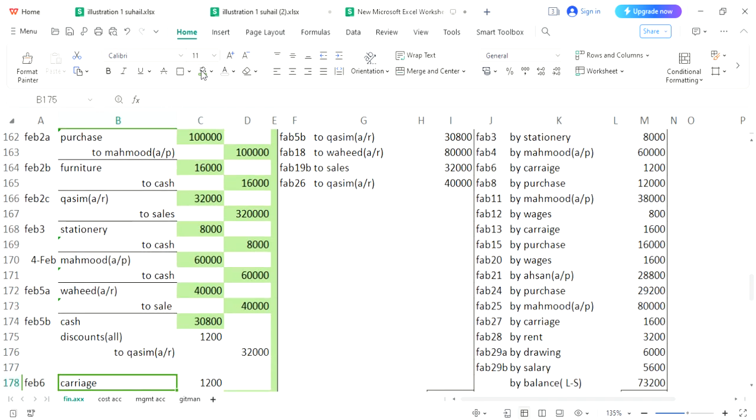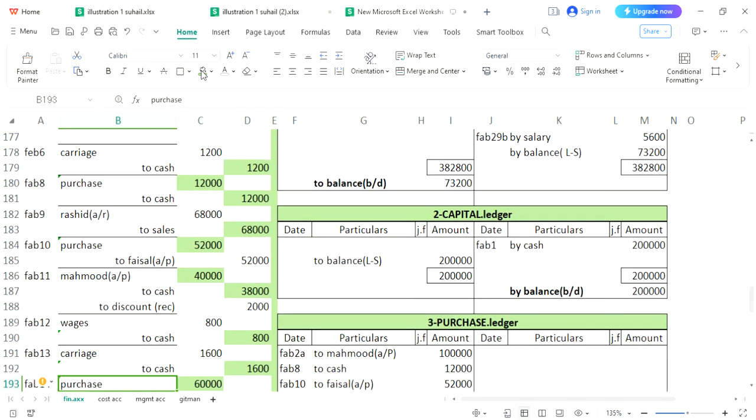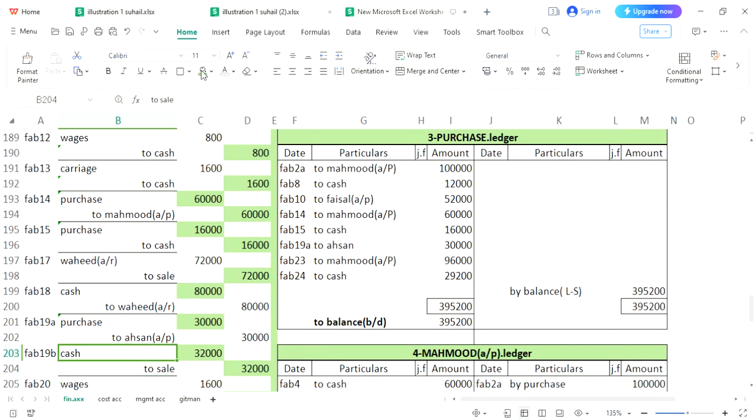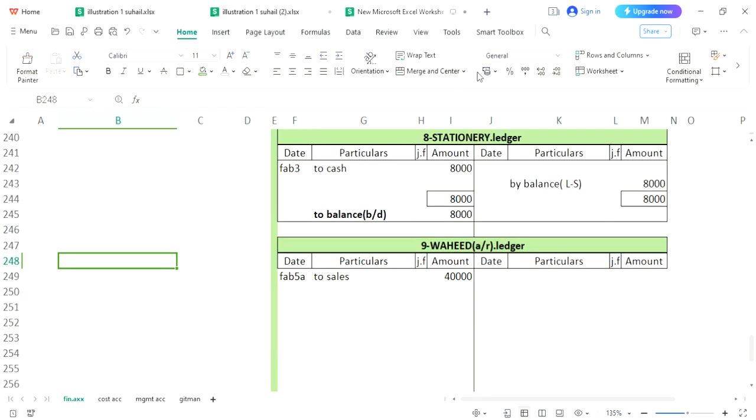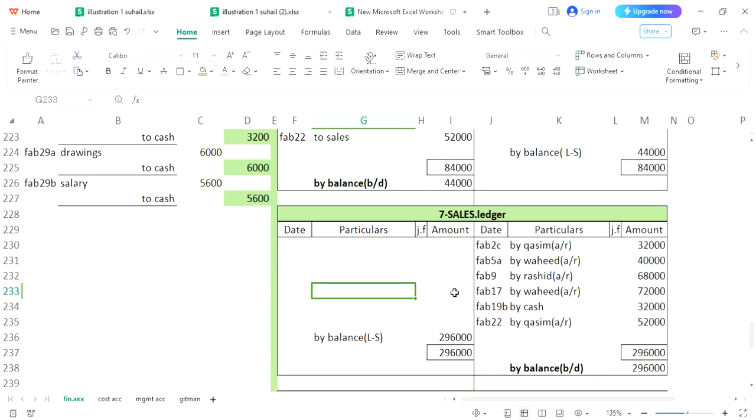It's time to see if Waheed is present anywhere else. We'll have to be very careful because Waheed can be present on the debit side and Waheed can be present on the credit side as well. And we have found Waheed 72,000 on the debit side. It was almost skipped, but thankfully we have traced it. Waheed is debited 72,000. Write down 72,000 on the debit side as Waheed was present on the debit side of the journal.